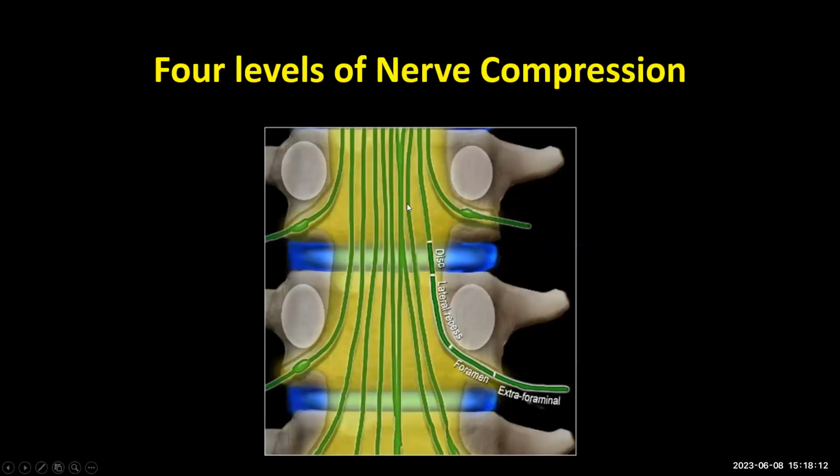So there are 4 levels at which the nerves can be compressed. This can happen at the level of the disc itself. It can happen at the level of the lateral recesses, the foramina, or they can be extraforaminal. So these are the 4 levels, and we will talk through this as I go on.